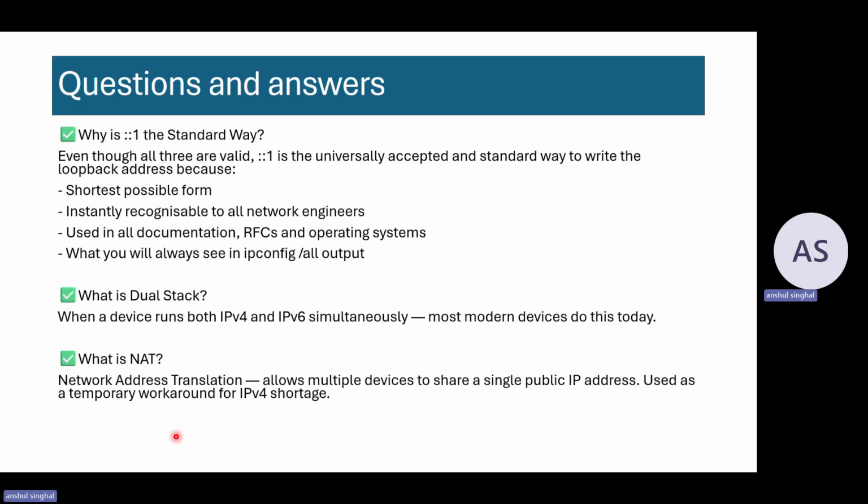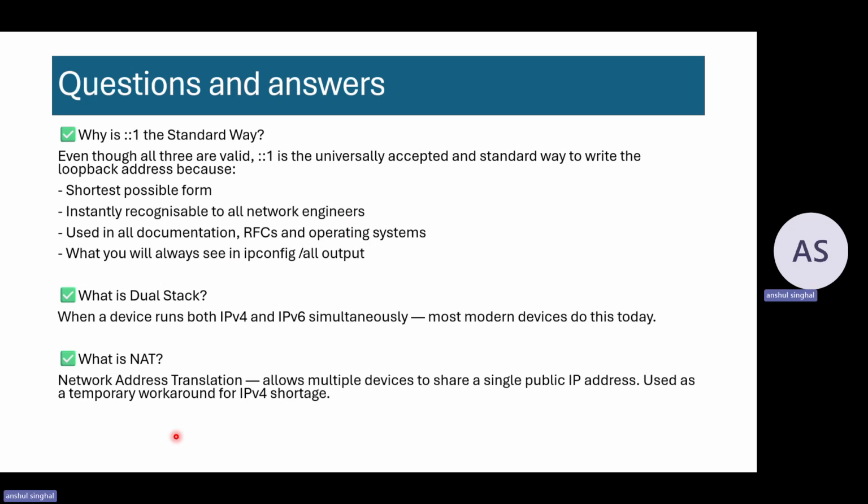Maybe we can cover in later videos how dual stack works and things like that. But for now, just remember, wherever you see dual stack being used in computer networking, it just means that the device supports both IPv4 and IPv6 simultaneously.